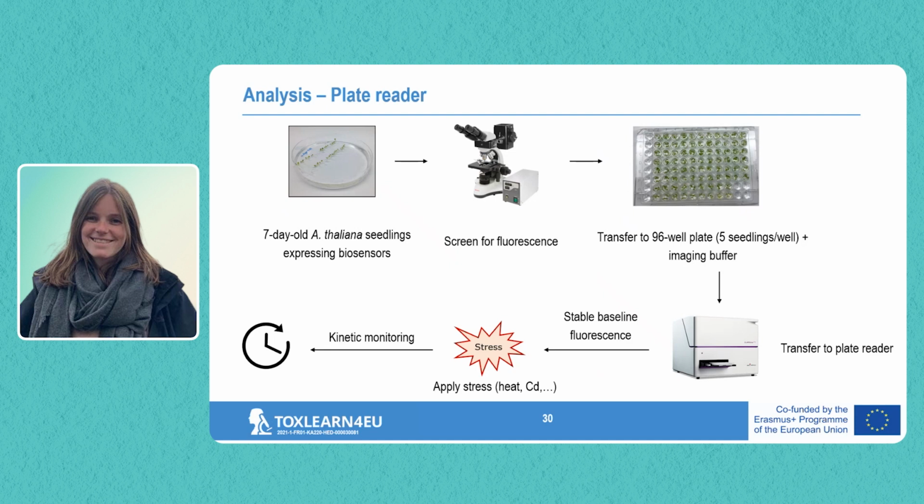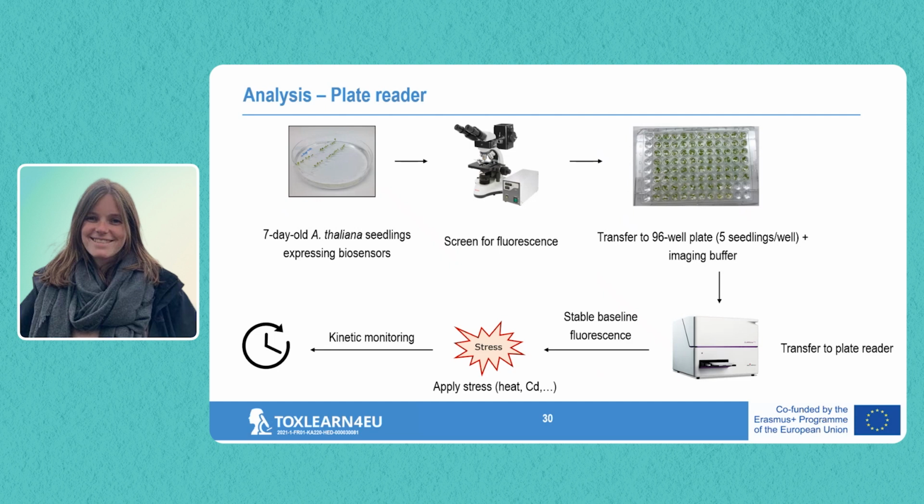Then the seedlings that are nicely fluorescent, you put them in this 96 well plate. Here I put 5 seedlings per well, but it depends a bit on their size. If they're small, you put some more. If they're very big, you put less. And we add imaging buffer, a solution that keeps the pH stable and that the plants like to be in. Then you transfer this plate into the plate reader. First you measure the fluorescence without applying any stress conditions, just to see whether it's stable. So you want your ratio to ideally be a flat line.